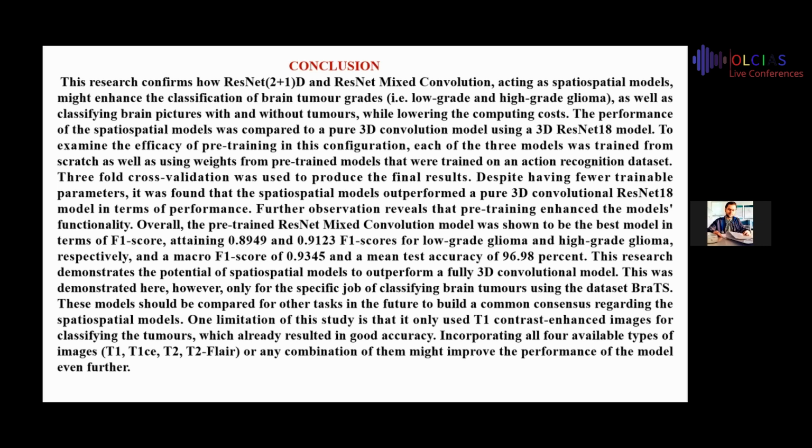So overall, this research demonstrates the potential of spatio-spatial models to outperform a fully 3D convolutional model. This was demonstrated here, however, only for a specific job of classifying brain tumors using the BRATS dataset. This model should be compared for other tasks in future to build a common consensus for classifying the tumors, which already resulted in good accuracy. Incorporating all 4 available types of images, T1, T1CE, T2, and T2 FLAIR, or any combination of them might improve the performance of the model even further.